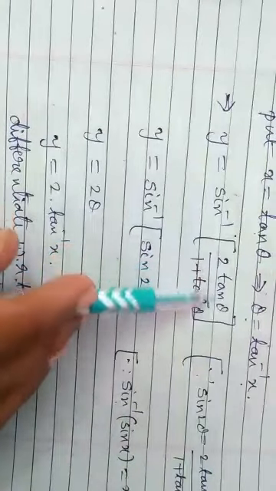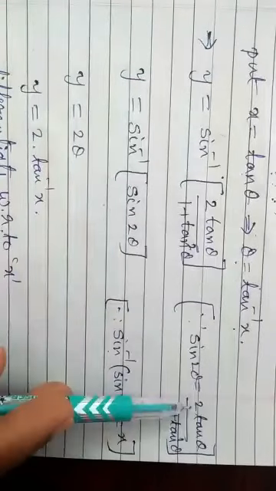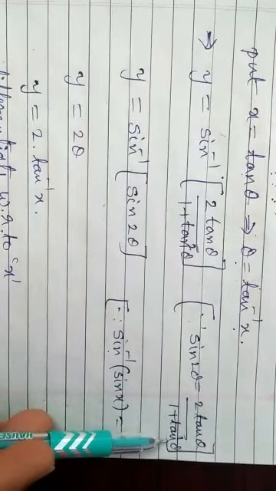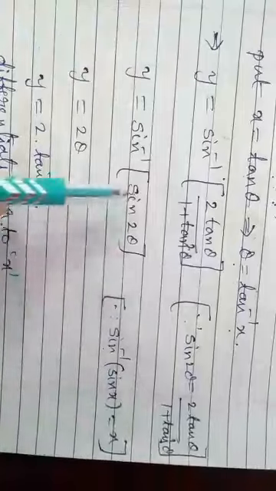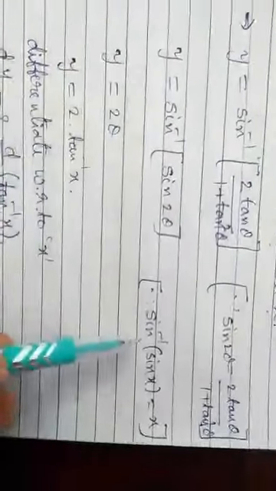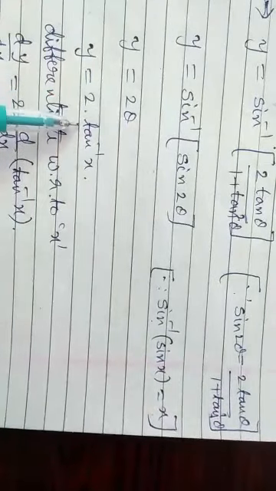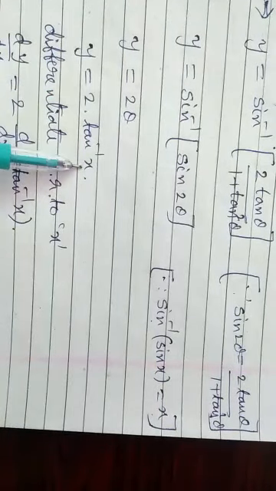It looks like 2 tan theta by 1 plus tan square theta, which means your result is sin 2 theta. Already we have the formula 2 tan theta by 1 plus tan square theta, and I applied this one: sin 2 theta. Sin inverse of sin 2 theta means we can write 2 theta, because sin inverse of sin x is equal to x. By using this, y is equal to 2 theta, and theta we already wrote as tan inverse x, so y is equal to 2 tan inverse x.